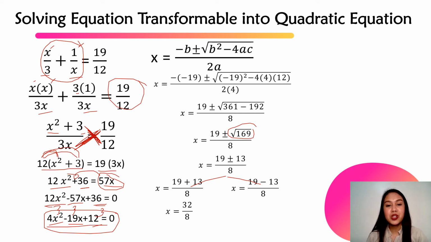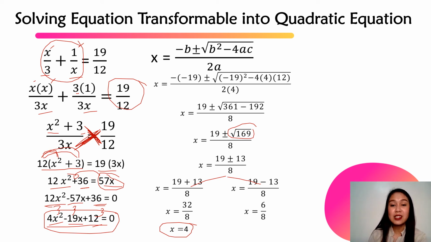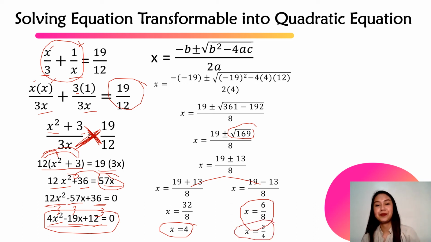So 19 plus 13 is 32 over 8, or simplified as 4. 32 divided by 8 is 4. So our first value of x is 4. While 19 minus 13 over 8 is 6 over 8, or simplifying this fraction to its lowest form, we'll have 3 over 4.